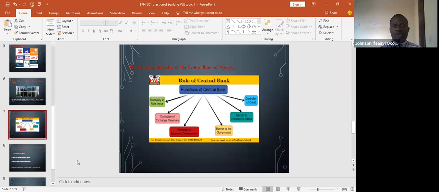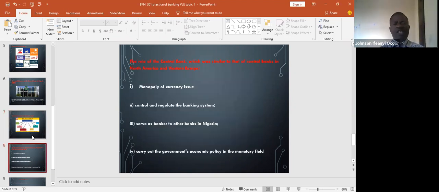Then we'll look at the roles of the central bank. The central bank plays some fundamental roles or functions, and we need to know them as students of banking and finance. These roles include the monopoly of note issue, custodian of exchange reserves, and being the promoter of economic growth and development. It also serves as banker to the government and banker to commercial banks, as well as controller of credit. It is important to get ourselves acquainted with this. The Central Bank of Nigeria, for instance, has the monopoly of note issuance; it is the only bank that can issue currencies.